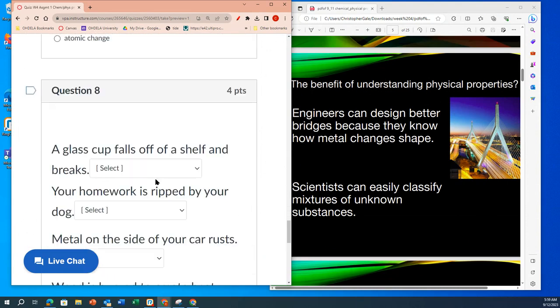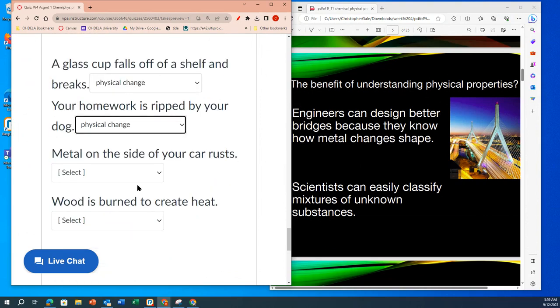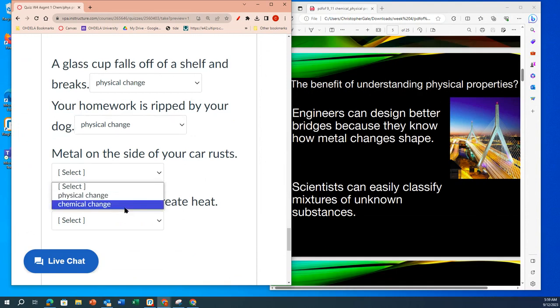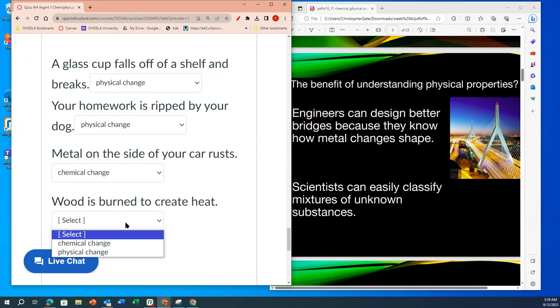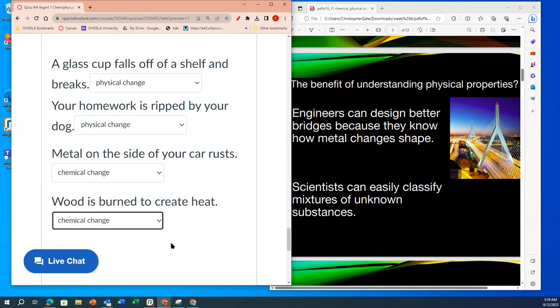All right, so let's take a look at a glass cup that falls off the shelf. It breaks. That's a physical change. Your homework is ripped. That's a physical change. Metal on the side of your car rusts. Now, we just talked about that. That's a chemical change. And wood is burned to create heat. That is a chemical change.